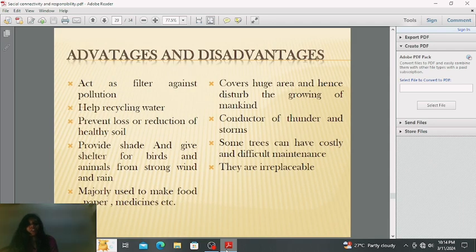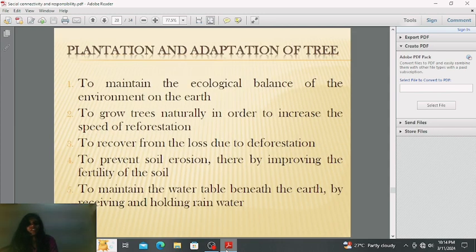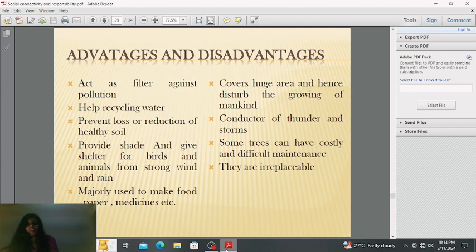There are some advantages and disadvantages of this plantation and adaptation of trees. The advantages are that it can filter against pollution, it helps us recycle water, it prevents loss and reduction of healthy soil, it provides shade and gives shelter for birds and animals, and it protects them from strong wind and rain. It can be used for making food, paper, medicine, etc.